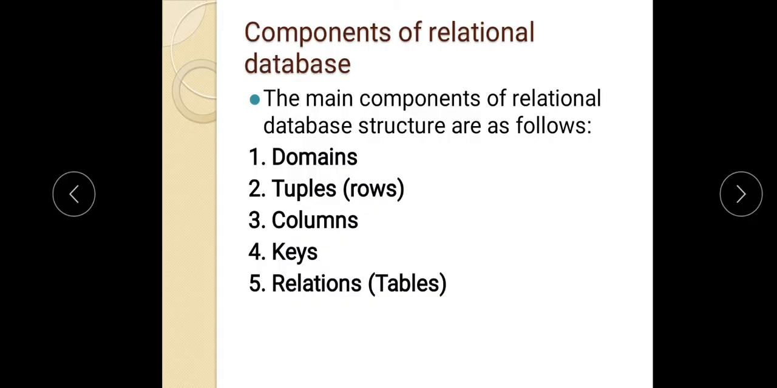Next topic, components of a relational database. There are different components of a relational database. The main components are domains. In this module we are going to encounter these terms: domain, tuples, columns, keys, relations, etc. So the first concept we are going to study is domains, then tuples or rows, columns, keys, relations.